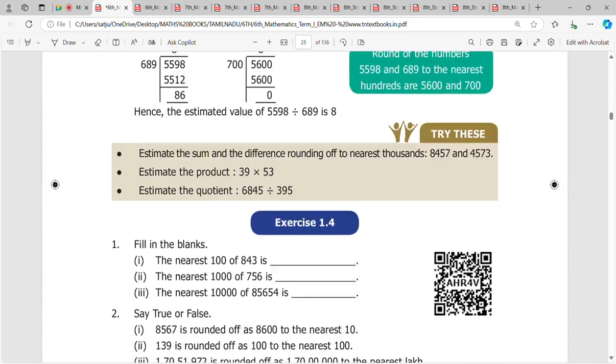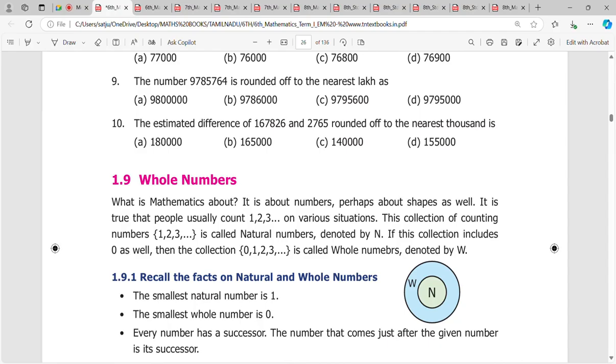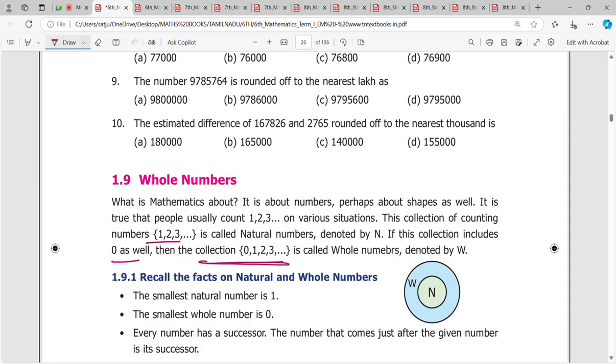This is not required here. Yes, whole number. So this concept you understand here. This 1, 2, 3 starting here is nothing but the natural number. If you are taking 0 along with that, that becomes a whole number. That's it. More than enough.